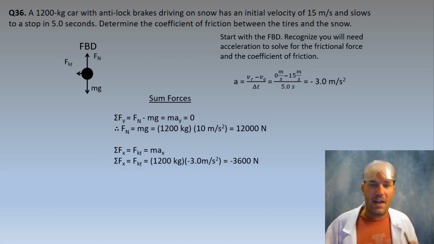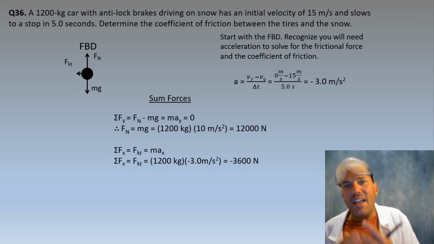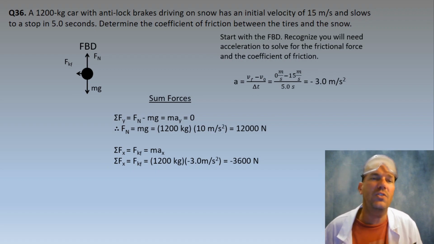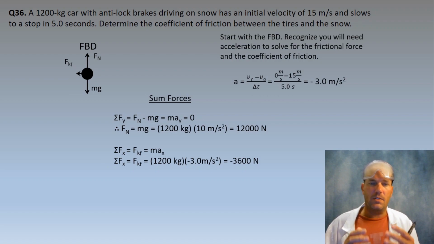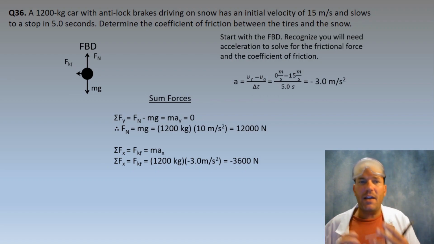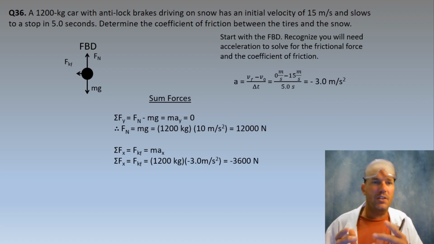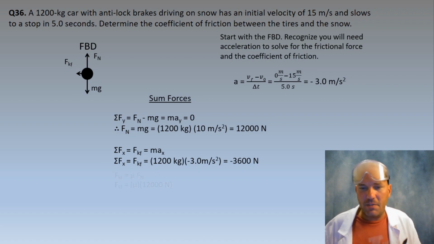We can put these values into the horizontal summation, solving for the force in the x direction to be negative 3,600 newtons, okay? So we know the force in the x direction, and that force, which is the force of kinetic friction, is to the left, hence the negative sign here.